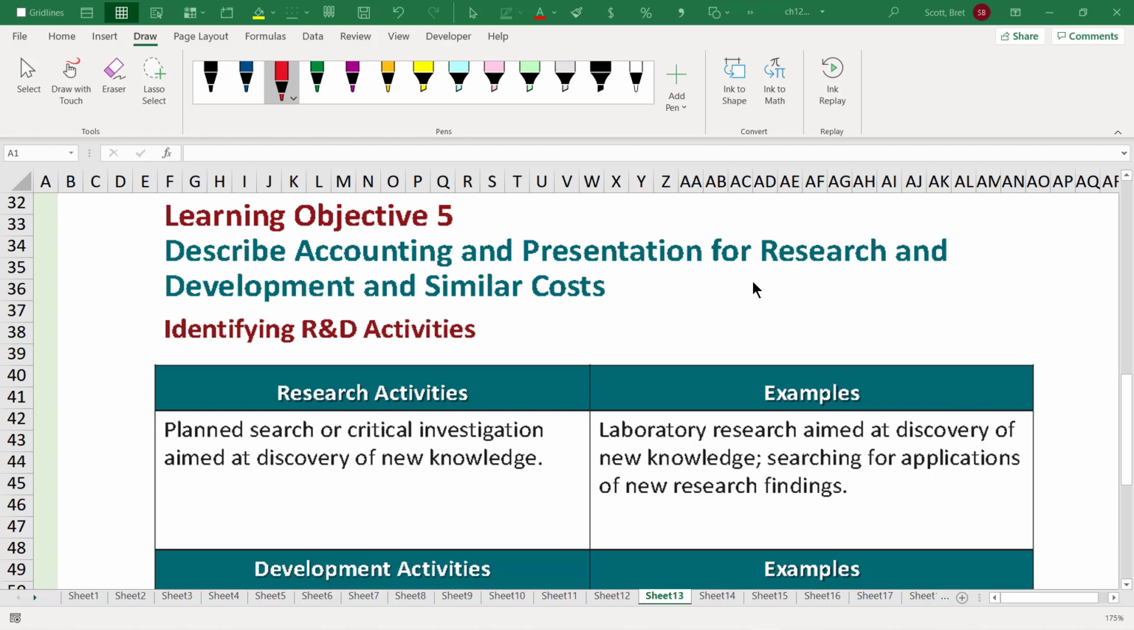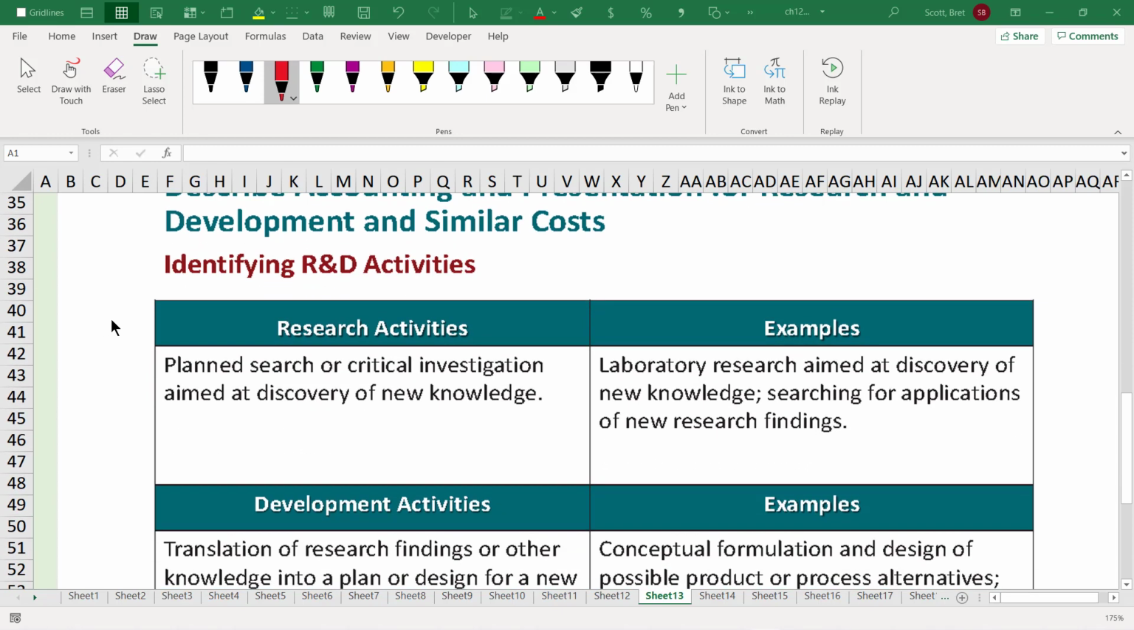All right, let's finish off Chapter 12 by looking at Learning Objective 5, R&D activities or research and development activities. What are research and development activities? A lot of people have different concepts about what R&D is. Usually involves some sort of innovation or discovery. Well, yeah, it can, but in terms of accounting, we have to be very specific about what we mean by research versus what we mean by development.